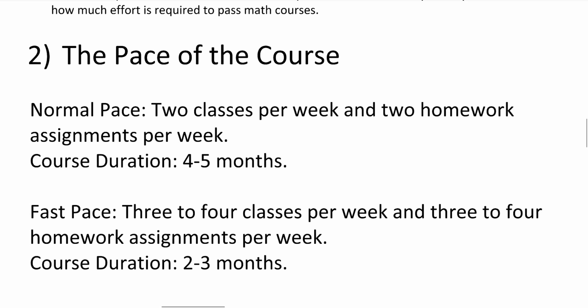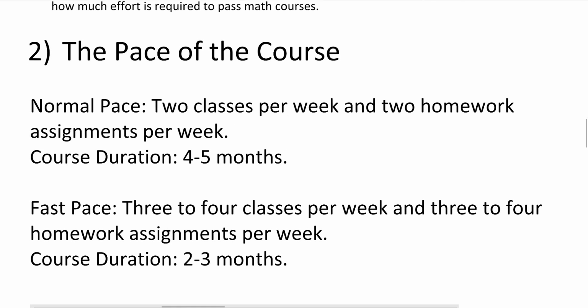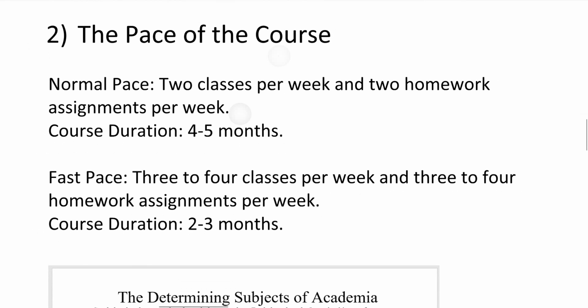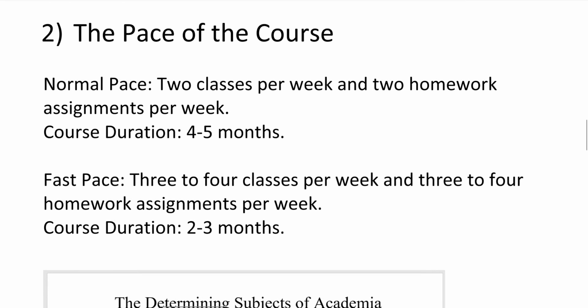Also, when your student realizes that he or she can control the pace of the course, the student is going to be a lot more confident when it comes to doing the material. For example, students can move at a faster pace and do 3 to 4 classes per week, and they can get the course done much faster. If you do 2 classes per week and 2 homework assignments per week, it takes 4 to 5 months to finish the course. But if you do 3 or 4 classes and 3 or 4 homework assignments per week, you can get the course done in 2 to 3 months.